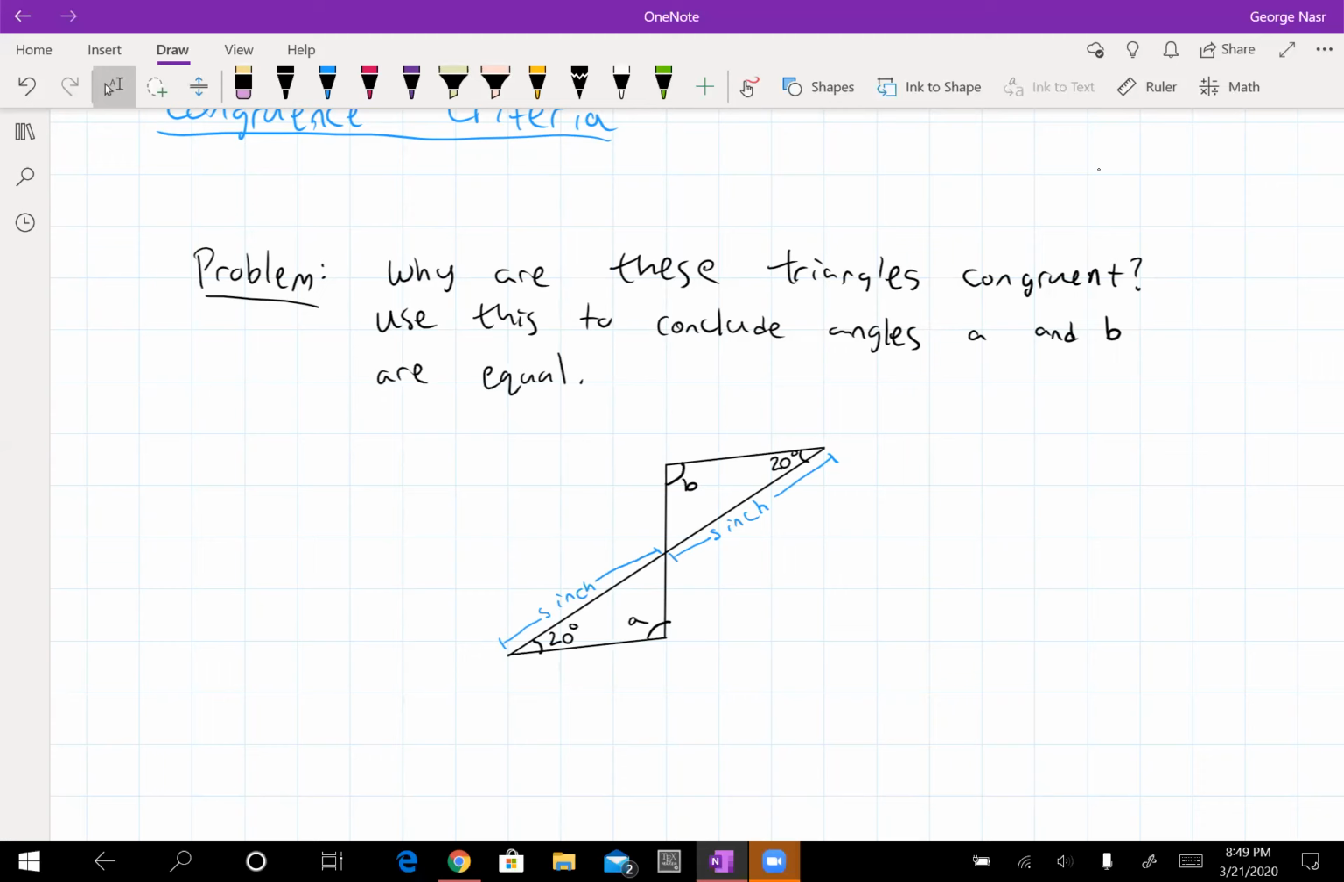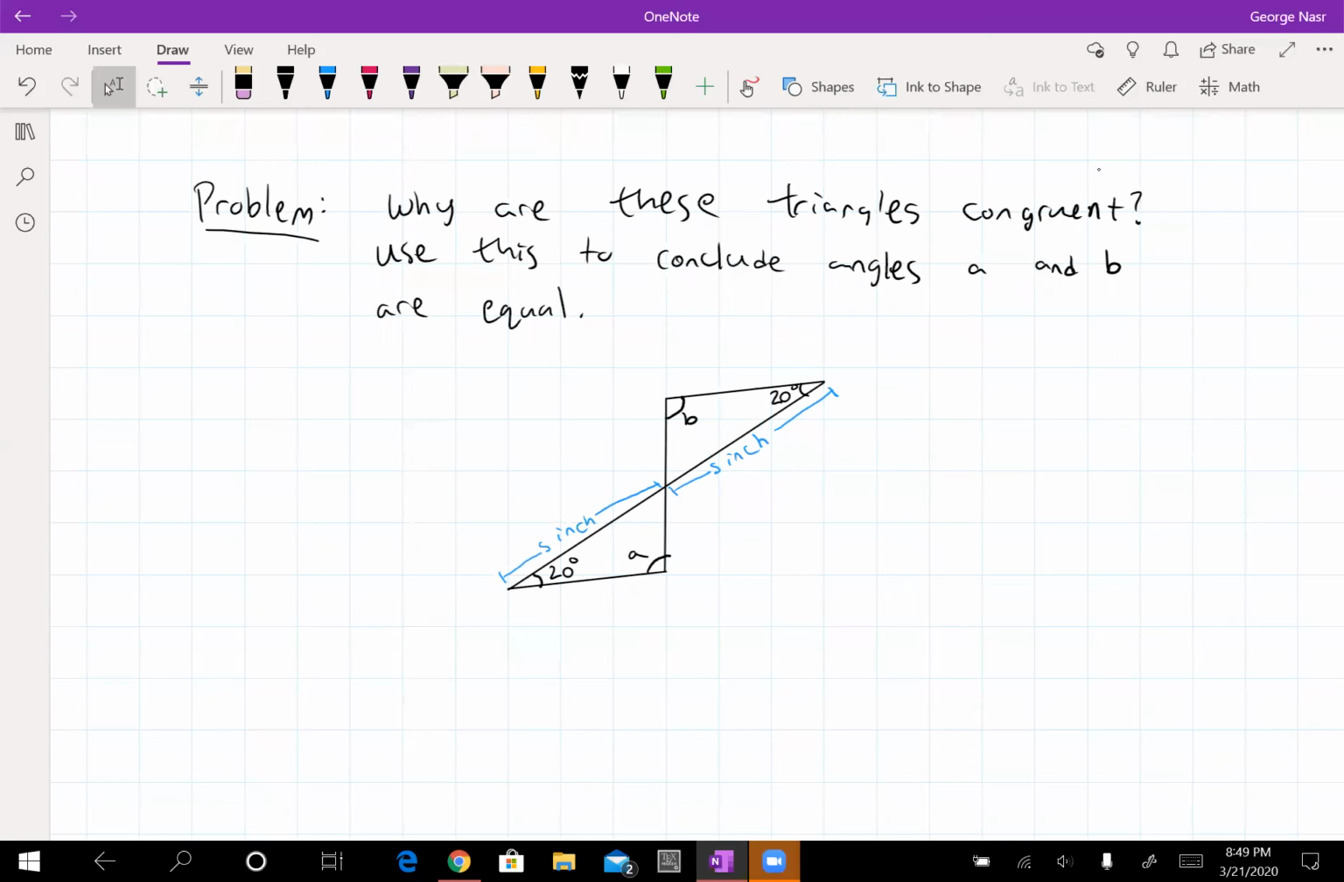Okay, so we only have 3 congruence criteria. We have side, angle, side, angle, side, angle, and side, side, side. We immediately can't use side, side, side because it's just not very clear. These 2 side lengths are the same and these 2 side lengths are the same. On the homework, it's going to be very difficult. You can't use anything you don't know. Even if things look like they're the same, you can't use it.